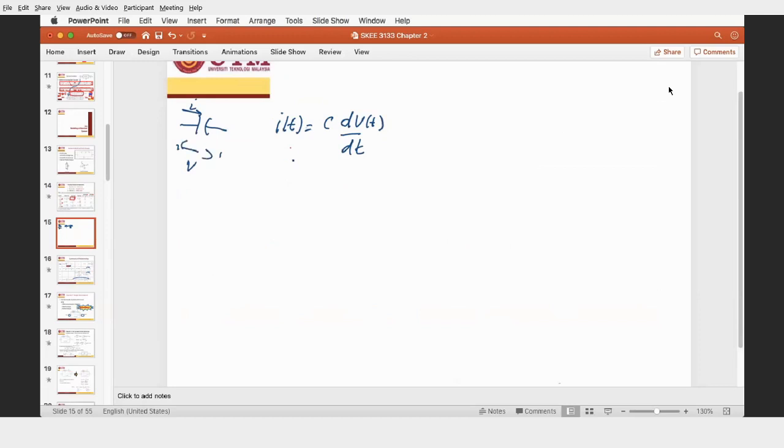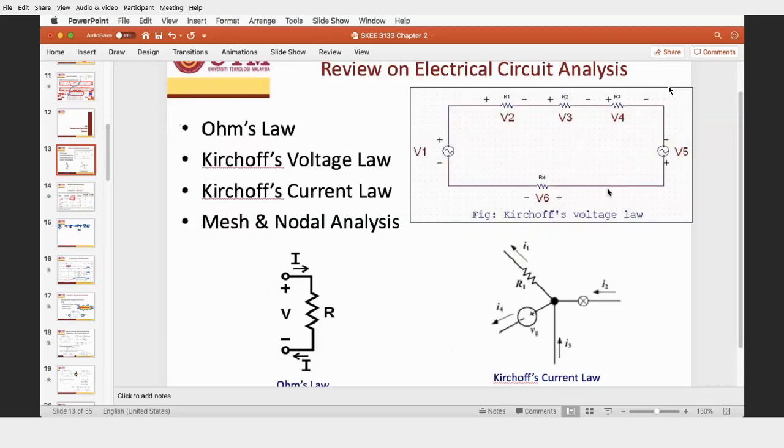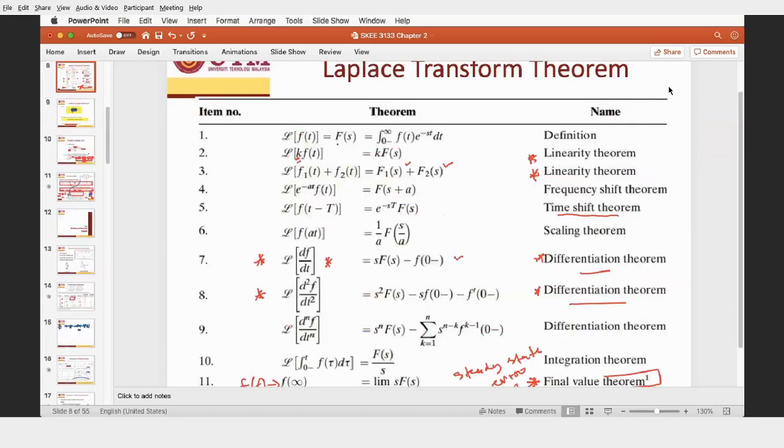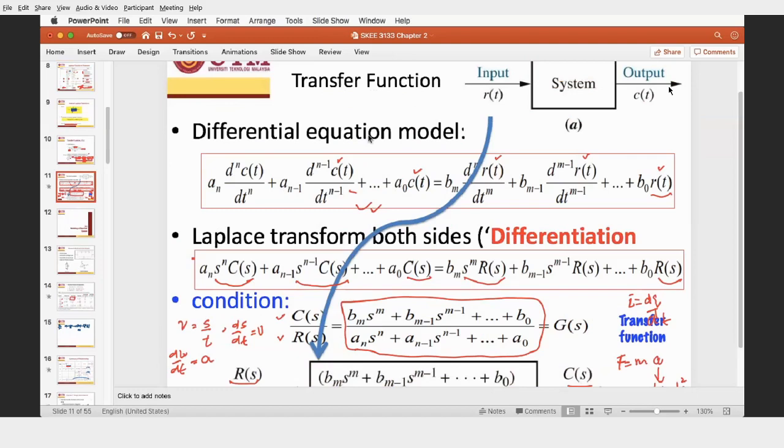Okay, so from this one, we Laplace this equation, Laplace the whole equation. So you Laplace i(t) equal to you Laplace C dV over dt. When you Laplace i(t), you refer to the theorem, you can get I(s). You Laplace f(t), you can get F(s). So any function of t, you can get a function of s.